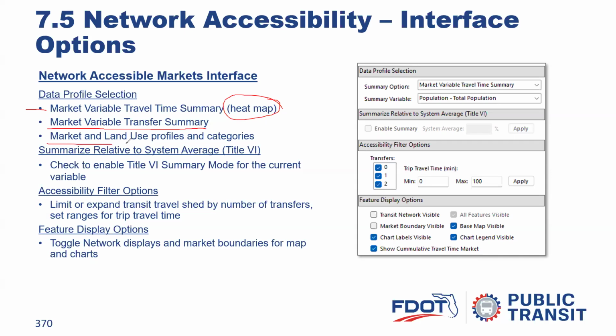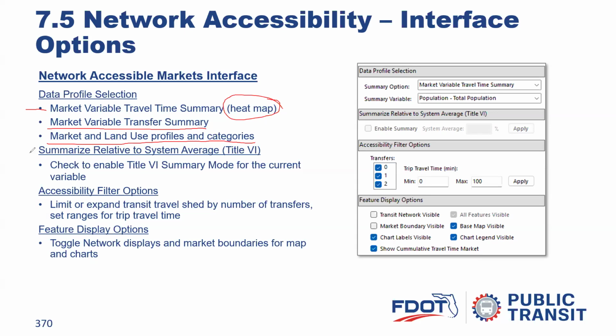And you also have market and land use profiles and categories. So this is our original socioeconomic and land use profiles that we could use. All of those are available in this as well. So it's not just limited to the heat map and the transfer map. We can also go back to our overall profiles for market analysis.